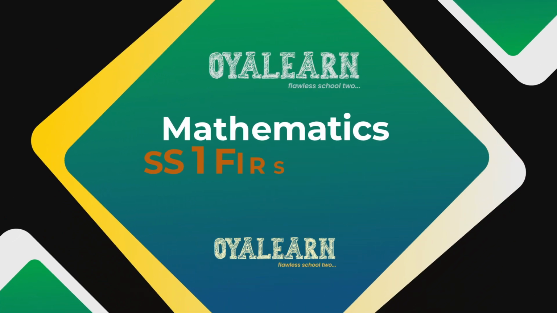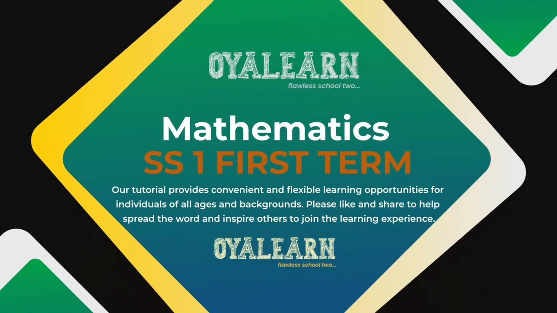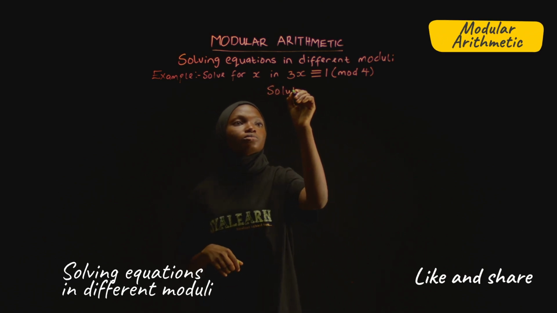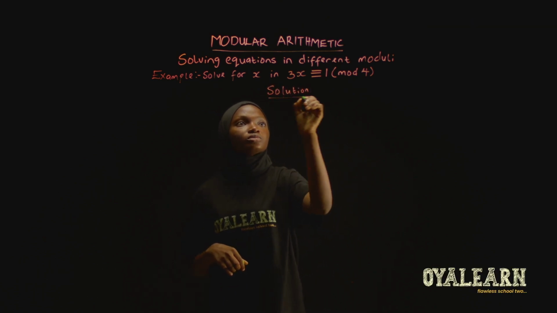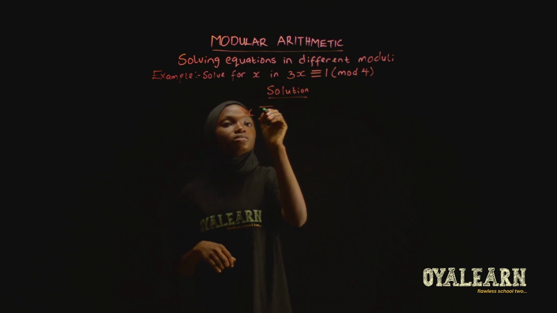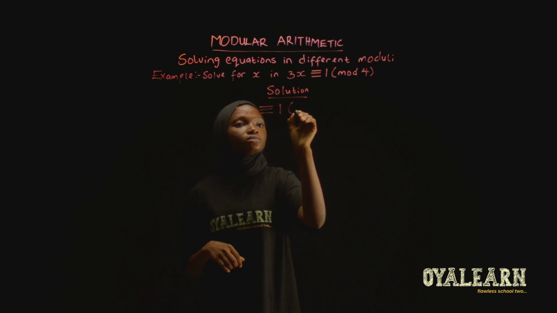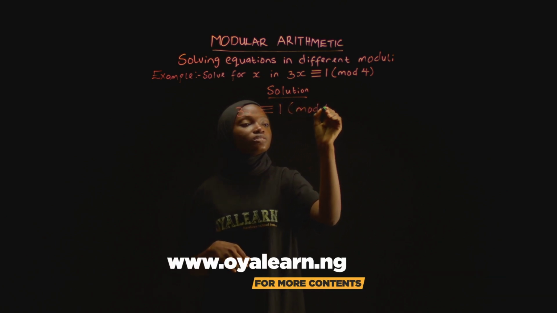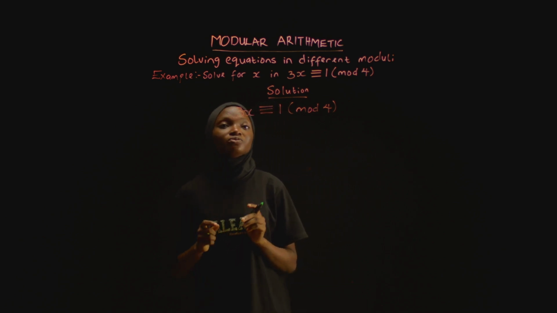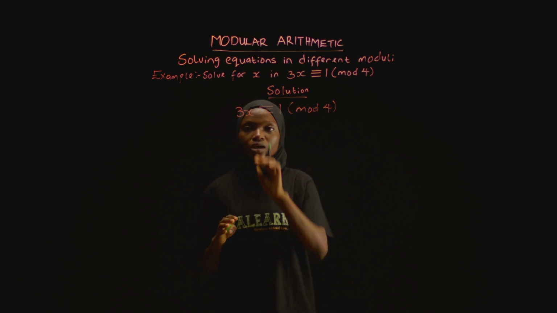Let's solve for x in this equation in mod 4. Solution. We have 3x is equivalent to 1 in mod 4. Now here, we want to find x, we have to divide both sides by the coefficient of the unknown, 3.